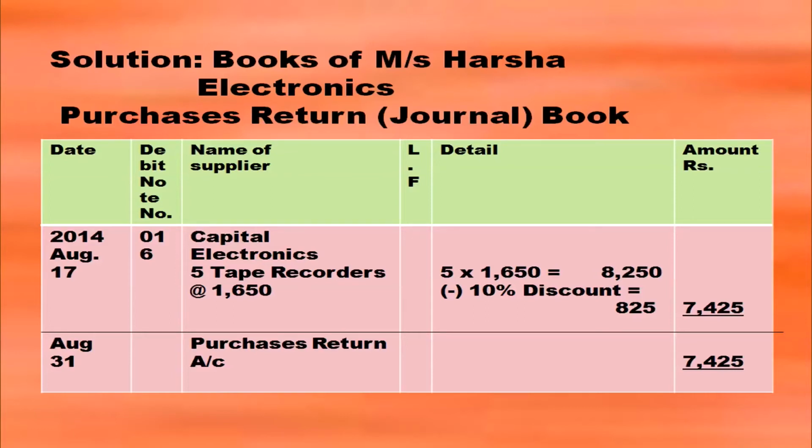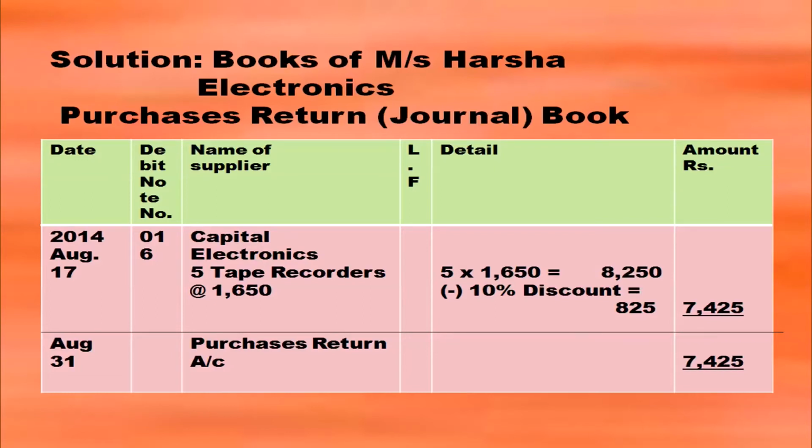Name of the supplier to whom you are returning the goods, Capital Electronics. What you have returned? 5 tape recorders at rupees 1650. So its detailed calculation will be written in the details column. 5 into 1650 will give you 8250 and trade discount of 10% is written. 8250 into 10 by 100 will give you 825. 8250 minus 825 will give you 7425. This amount should be written in the amount column or outer column.